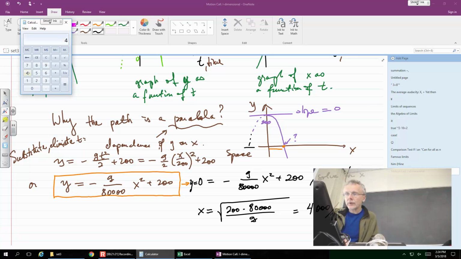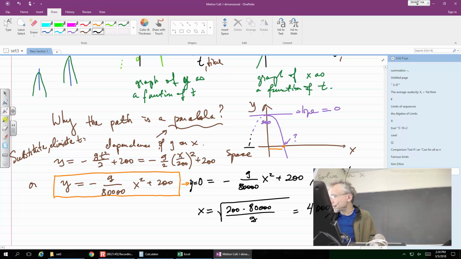Okay, 40,000. 4,000 divided by, what is the square root of 32? It's about 6. So it's close enough. If you do it with a calculator, the answer is more precise, and it's about 700. So 700 feet then. So 200 feet initial height, 200 feet per second is the initial horizontal velocity, and it will go 700 feet.